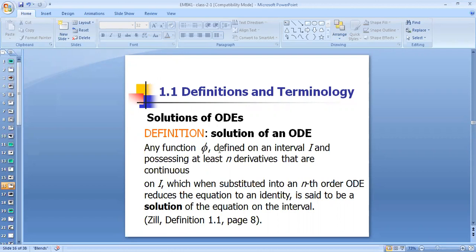Now the definition of solutions. A solution of an ordinary differential equation is any function phi defined on the interval I and possessing at least n derivatives that are continuous on I, which when substituted into the nth order differential equation reduces the equation to an identity, is said to be a solution of the differential equation on the interval. This is the reference.